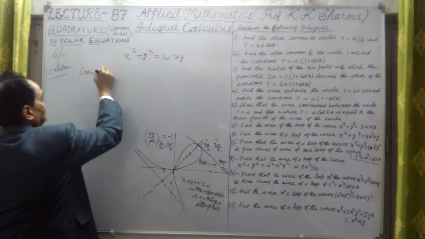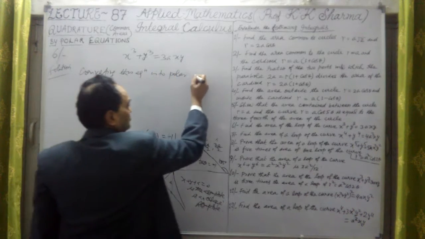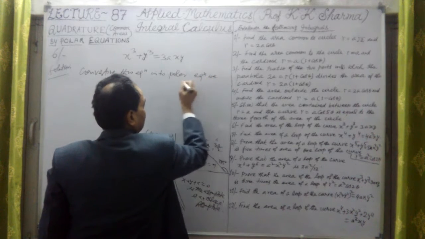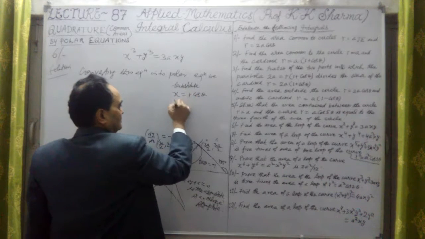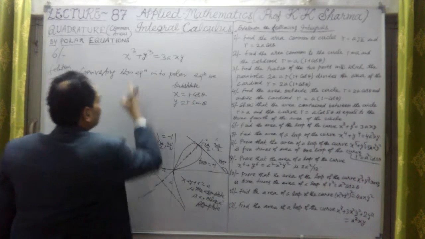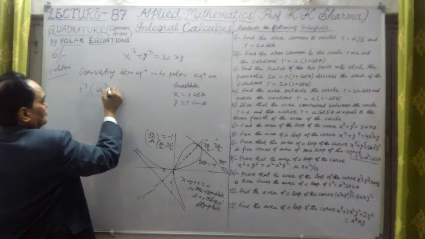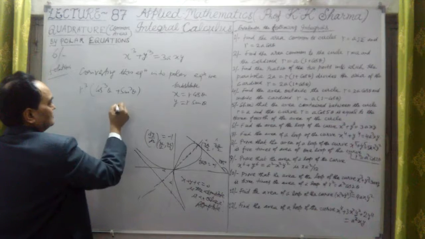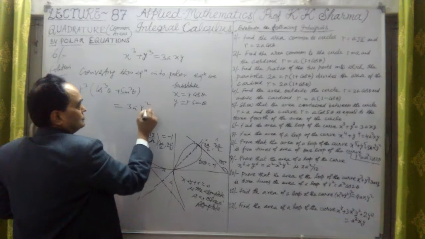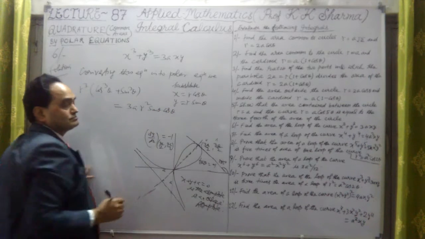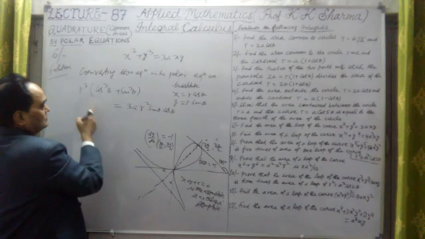Converting this equation into polar coordinates, we substitute x equal to r cos theta and y equal to r sin theta. What do we get here from this equation? This will be r cubed; taking it common, x cubed means r cubed cos cubed theta, so it will have r cubed times (cos cubed theta plus sin cubed theta) is equal to 3a times x y. X is r cos theta, y is r sin theta, so r into r is r squared.